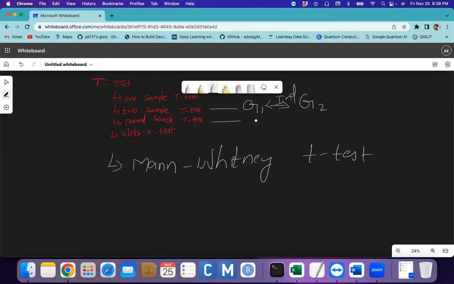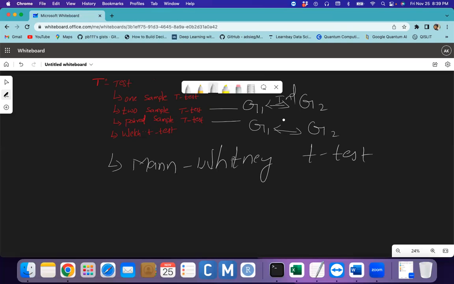But coming to the paired sample t-test, we have group 1 and group 2. Again, we are going to be comparing the means of these two groups only. But these are paired to each other. One observation might be paired with another group, or before and after meditation. For example, your IQ level before meditation and after a meditation course, or your performance in a particular exam before practice and after practice.